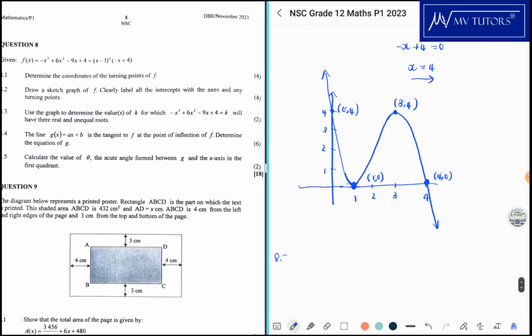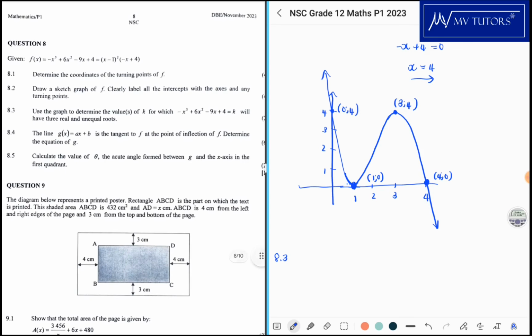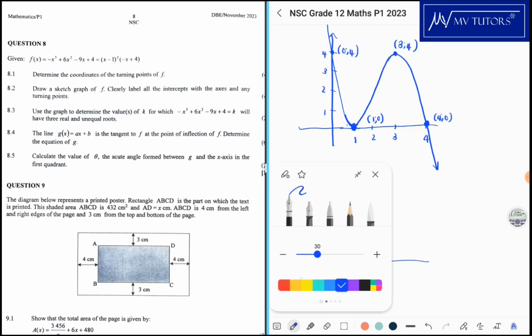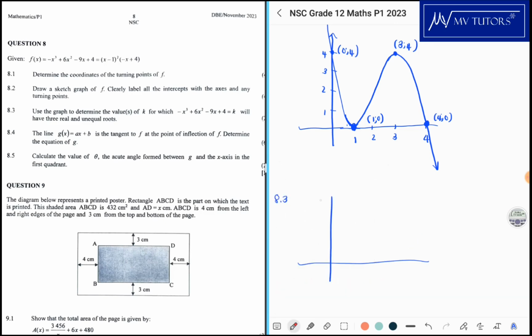Now 8.3. Use the graph to determine the values of k for which this cubic function will have 3 real and unequal roots. Okay, so currently this is the situation at hand. I'm just going to redraw it. Can I just use a different colored pen? So we have something like this. All right, at the moment we have 2 equal roots and another root. Okay, but now they want 3 real and unequal roots.